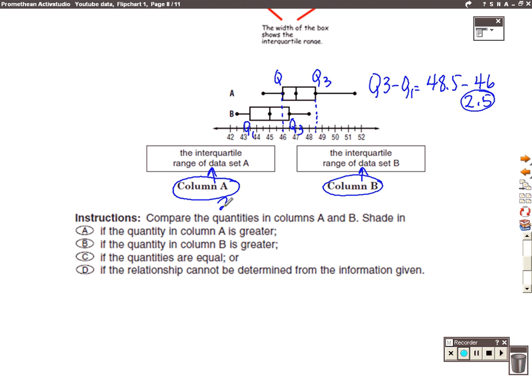So the answer for this side is 2.5, and the interquartile range of B, which again is Q3 minus Q1, I'm going to get that off of my chart again, would be 46.5 minus 42, which is 4.5. And then when I look at my answer choices, I'm going to select A if the quantity in column A is greater. Well, 2.5 is smaller than 4.5, so A is not the answer. I'm going to select B if the quantity in column B is greater. Well, 4.5 is bigger than 2.5, so the correct answer is B.